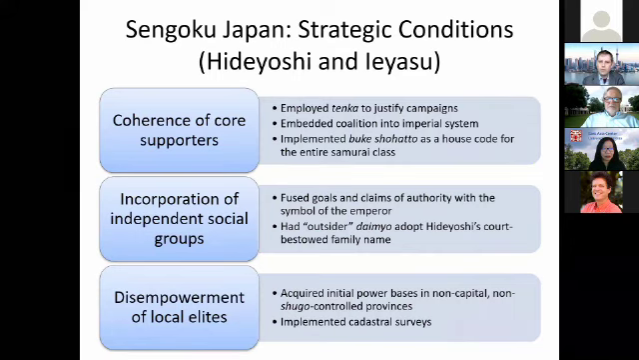Like I was talking about earlier, the emperor was used to justify the goals of these unifiers. And Hideyoshi, for example, would acquire outsider daimyo, in other words, daimyo that were not part of his core coalition, to accept Hideyoshi's court-bestowed family name. So he used the symbolism of the emperor to get these independent actors, these other daimyo who were at least nominally his rivals, to take his family name and therefore, perhaps in a more literal way, incorporate them into his reunification campaign.